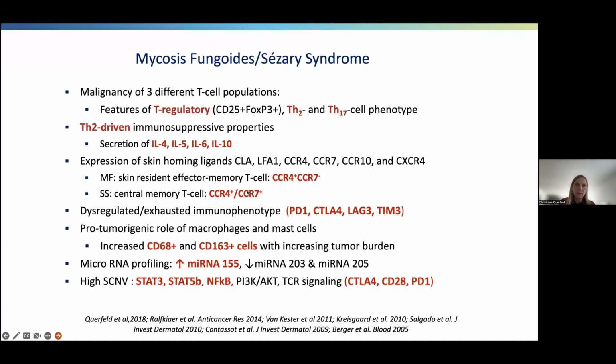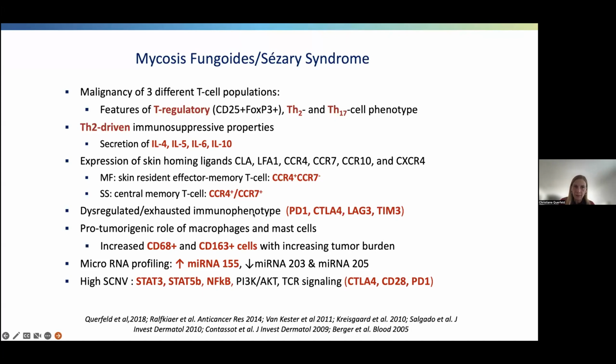We also know that MF and Sézary may stem from different cell subtypes, although it's not clear cut. But essentially, consider that MF may be a skin resident effector memory T cell, while Sézary stems from a central memory T cell. And it's relevant because they both express CCR4, but the skin resident cells do not generally express CCR7, while the central memory T cell type in Sézary is positive.